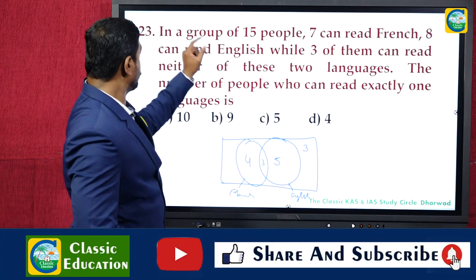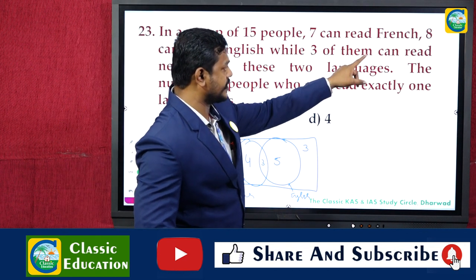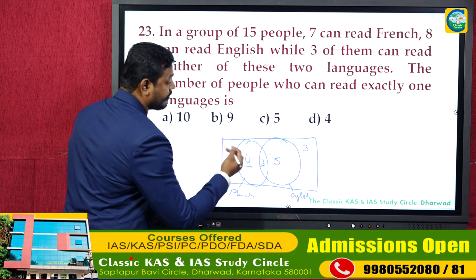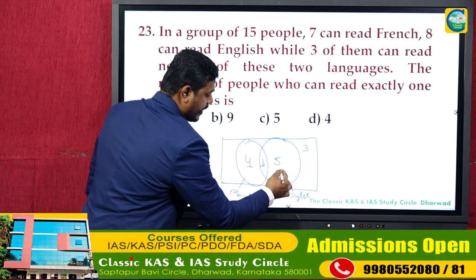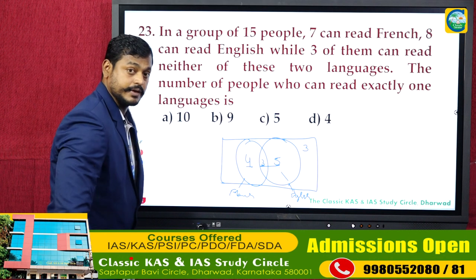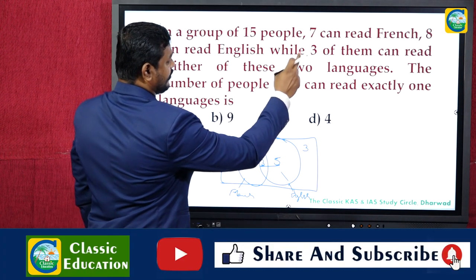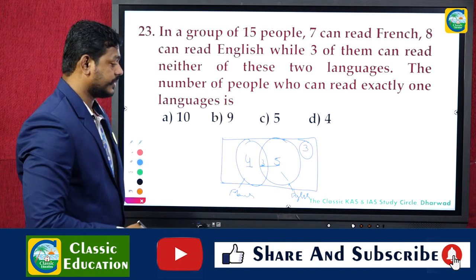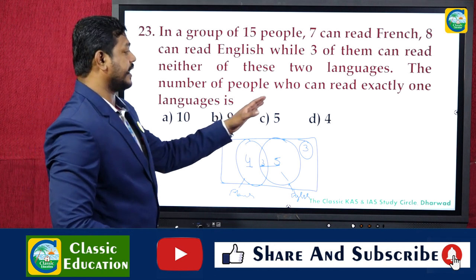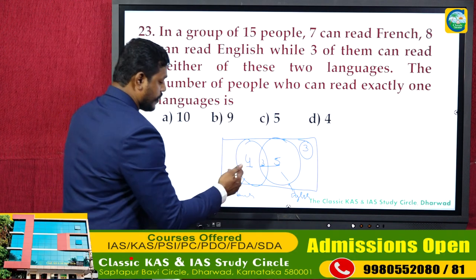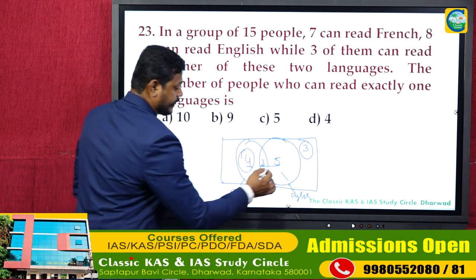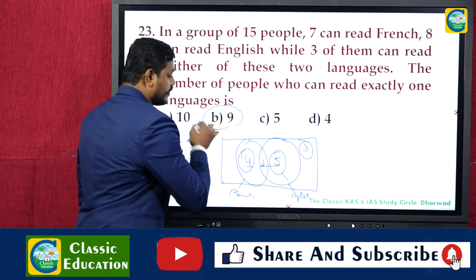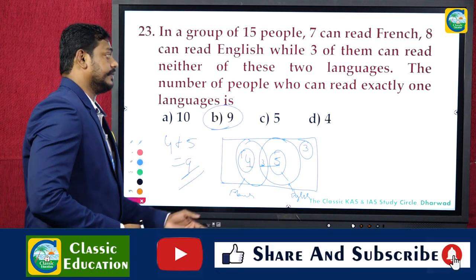Let me check the question here, friends. In a group of 15 people, 7 can read French, which means, see here, 4 plus 3. 8 can read English, 5 plus 3, right, friends? Then, while 3 of them can read neither of these two languages, here comes 3, apart from that one. Then the number of people who can read exactly one language: one language means French only, 4, then English only, 5, so 4 plus 5, that is 9. Then option number B is the right answer, friends. Okay, fine. We'll move to the next question now.